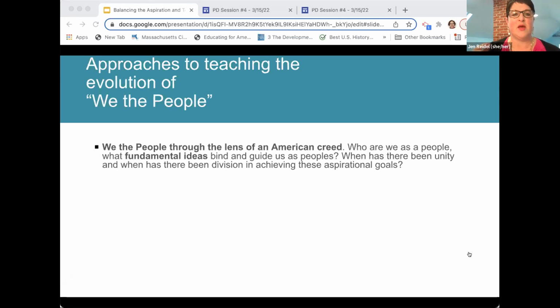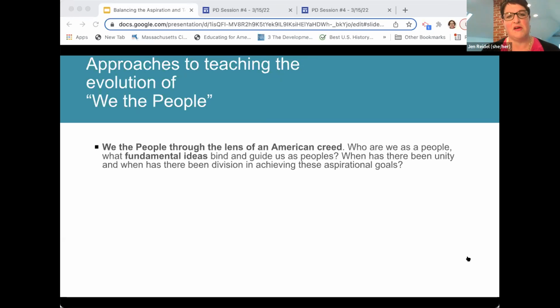I'm just wanting us to think, what are the things, even if we talk about equality, we can have varying definitions of that. But is that something that our students can identify is part of who we are as a people, seeking equal justice under law, seeking to have equality of opportunity for all? And so I approach it with students that we look at, when has there been unity, when has there been division, and how we achieve these aspirational goals. So I kind of have like a twin effort here.